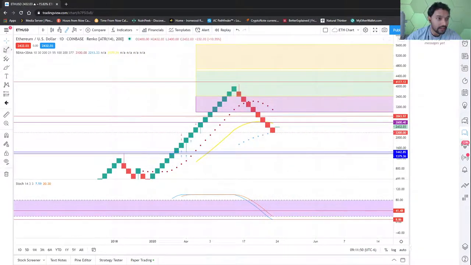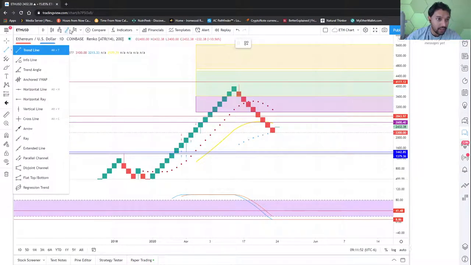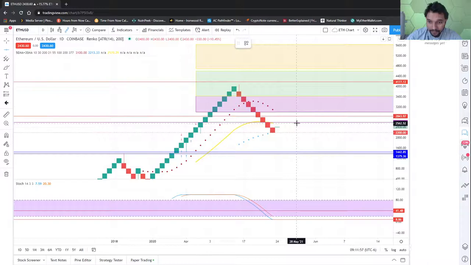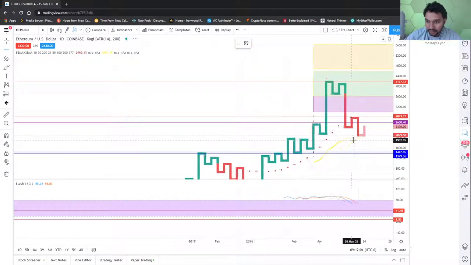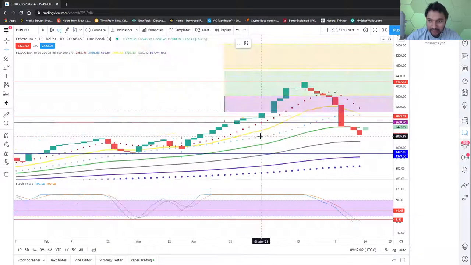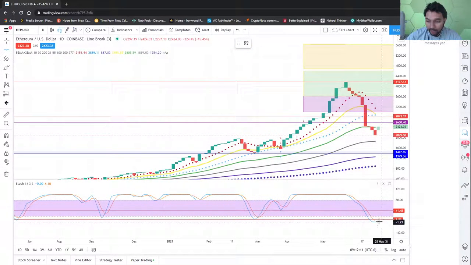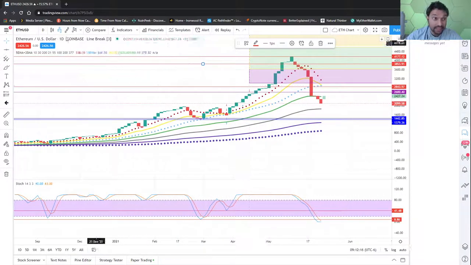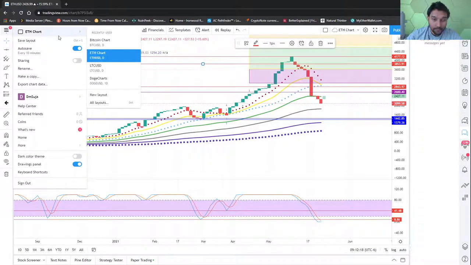I wouldn't go anywhere. Okay, so on the Renko chart, I would wait for it to break at that 2600 mark. On this chart, again, I would wait for it to break the 2600 mark. Generally, if it breaks this 2600 mark, I'll be happy and I'll say, okay, maybe we're gonna go back up. I want to see a cross here, and I wanna see those signals. All right, so that does it for Ethereum.